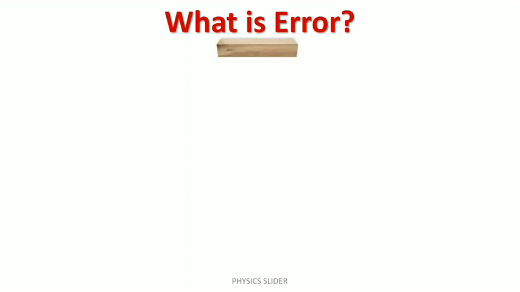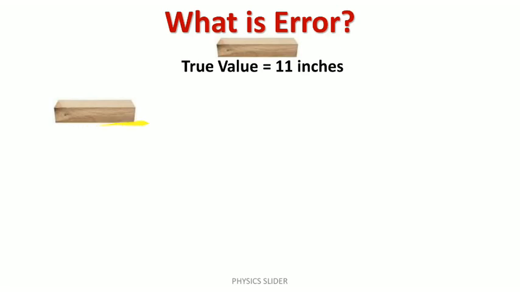Watch here. Here is a wooden bar. The length of this wooden bar is 11 inches. This is the true value, or the true length, of this wooden bar. But when this wooden bar is given to two different students, what happens? This wooden bar is given to the first student and it is given to the second student.